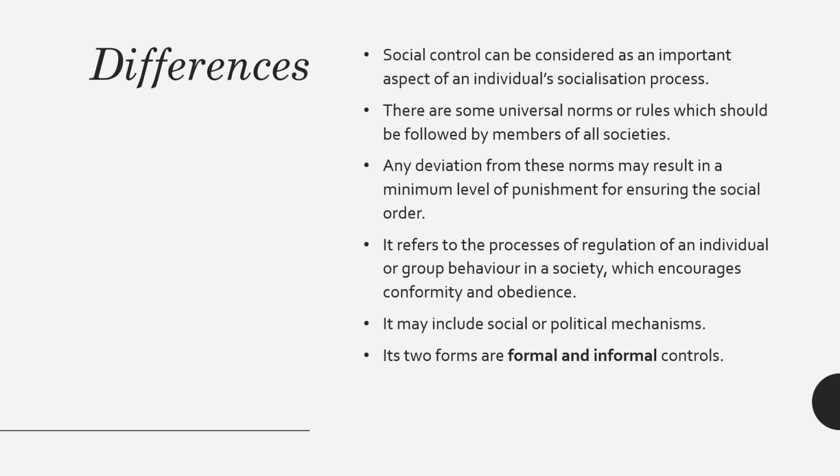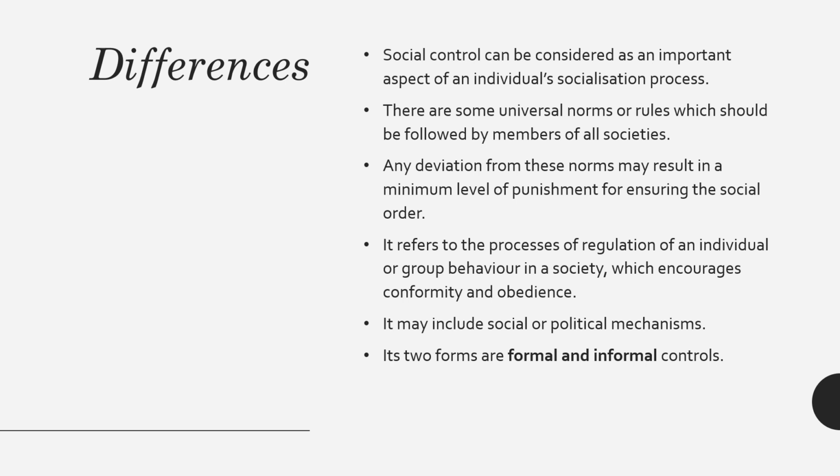So there are universal norms and rules, and the basic principle is that all members of society should follow these universal norms and rules. Deviation from those rules or from those norms can result in punishment towards the individual, and that helps make sure that social order remains in place.